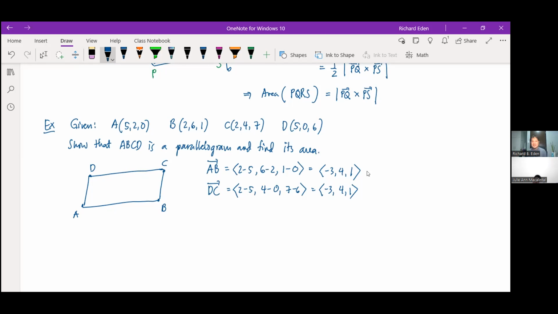And in fact, we're anticipating AB and DC should be the same vector because from the way we drew them, they're supposed to point in the same direction. That's why we chose DC instead of CD. And then, they're supposed to have the same length. So clearly they have the same length because they're the same vector.